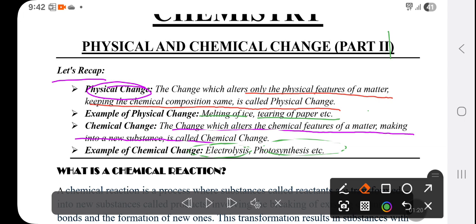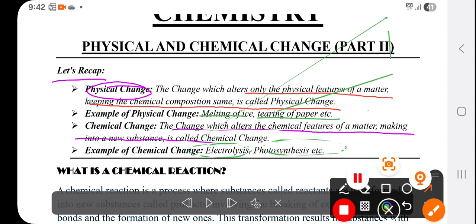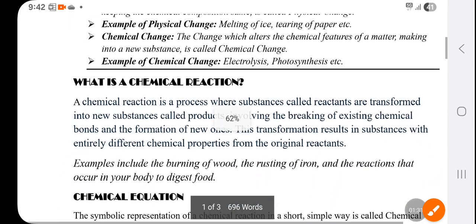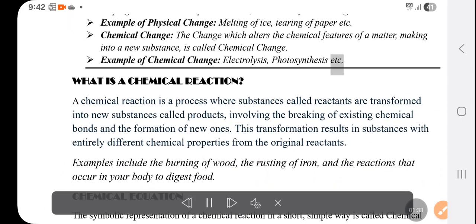So let us know the new topic. Let's start. What is a chemical reaction? A chemical reaction is a process where substances called reactants are transformed into new substances called products, involving the breaking of existing chemical bonds and the formation of new ones. This transformation results in substances with entirely different chemical properties from the original reactants.